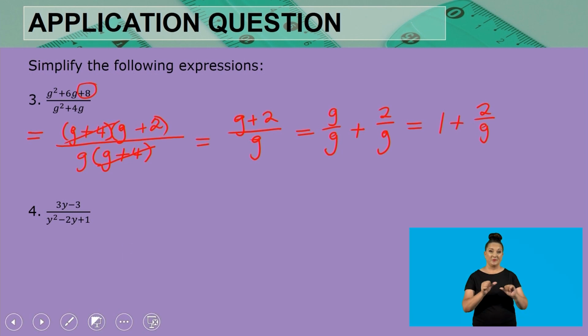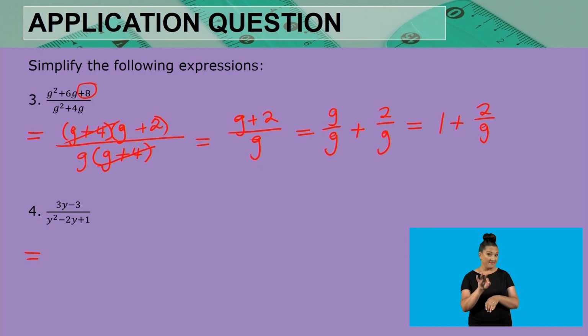Let's look at the next one. So the next one there we have 3y minus 3, and this is all divided by y squared minus 2y plus 1. We have a common factor at the numerator, and we have a quadratic trinomial at the denominator. Let's see how that goes. So we are going to take out a common factor, and that common factor is 3. So we've taken out a common factor of 3, then we are left with y minus 1.